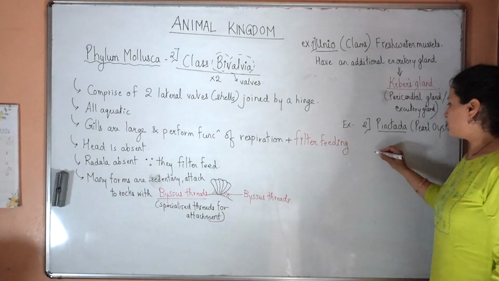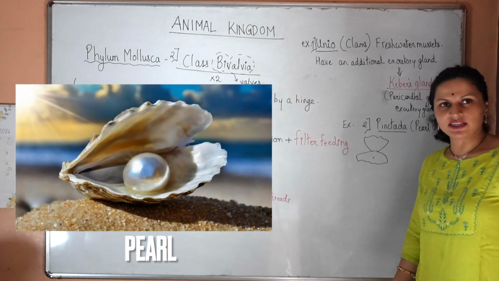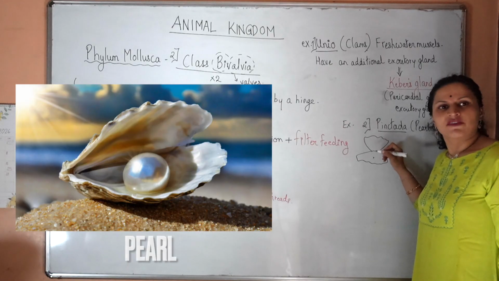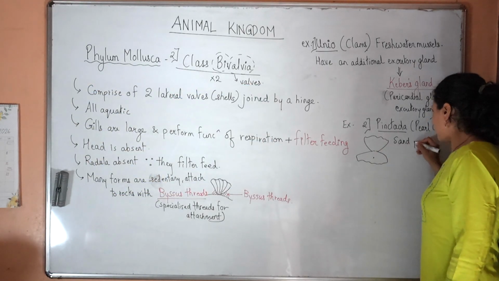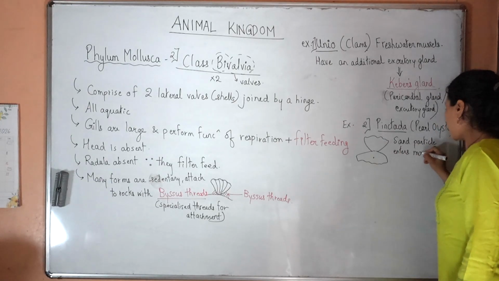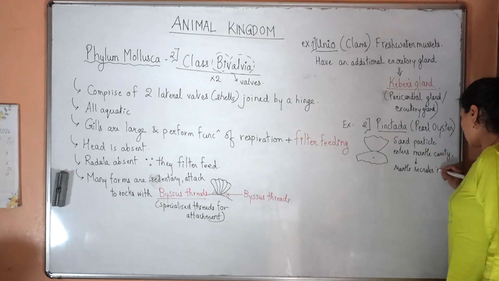The second important example of bivalve is Pinctada, the pearl oyster. You know what happens with the pearl oyster, right? A sand particle enters into the mantle cavity and the mantle of this bivalve will then secrete something called nacre around it. Sand particle enters mantle cavity, mantle secretes something called nacre.